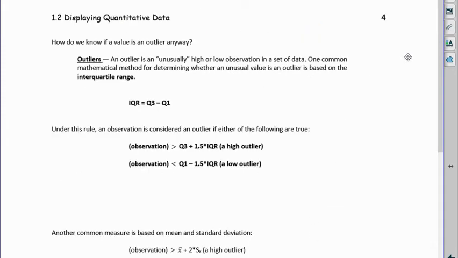Okay, so to decide if something's an outlier, what's going to make something an outlier is if it's unusually high or low compared to the rest of the data set. So the first thing we're going to do is find the interquartile range. That was from the 5-number summary, quartile 3 minus quartile 1. That's the interquartile range, also known as the IQR.